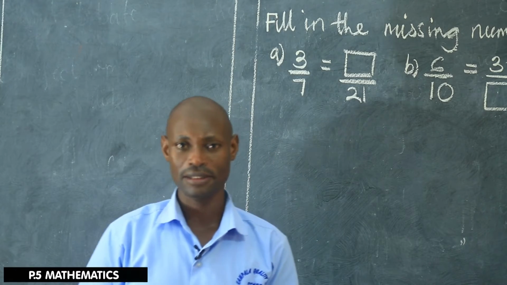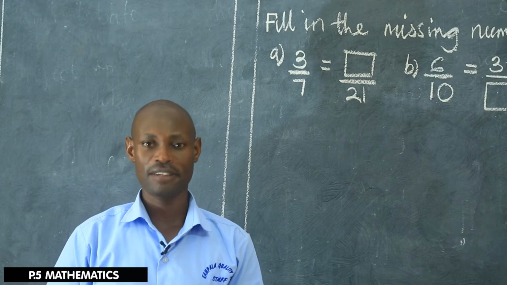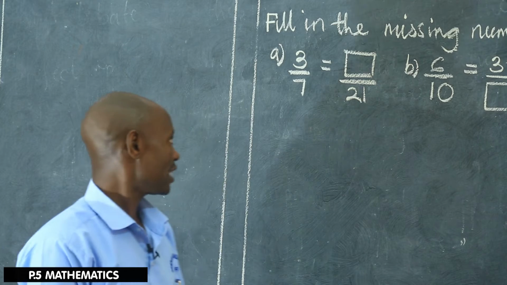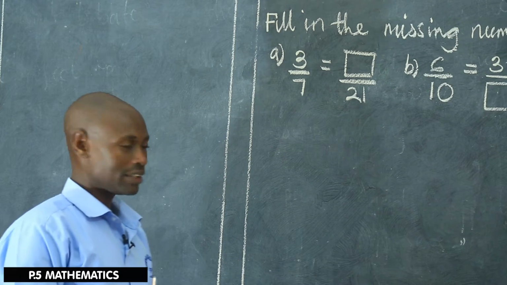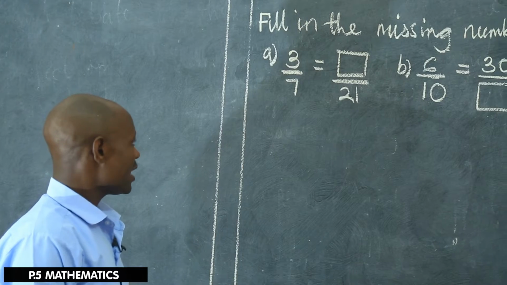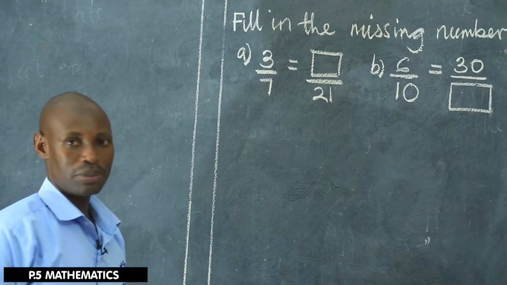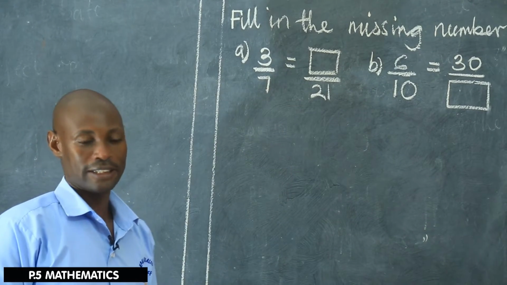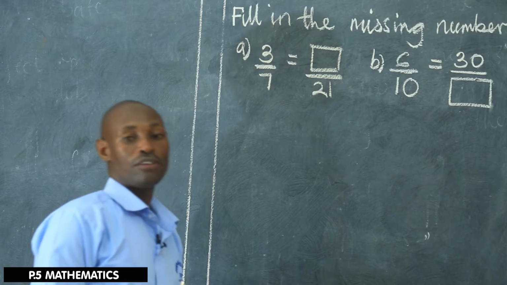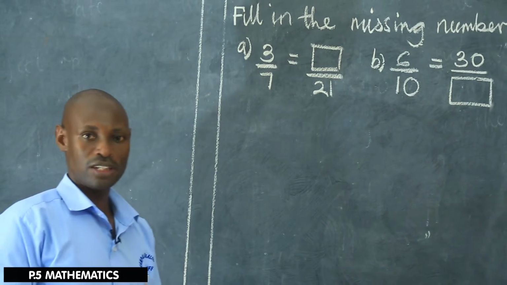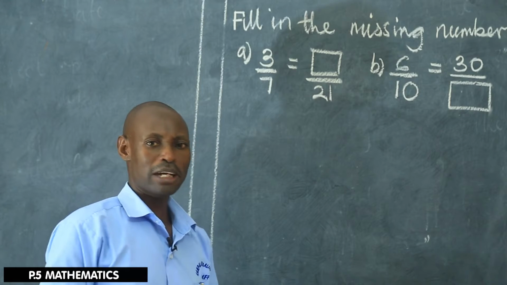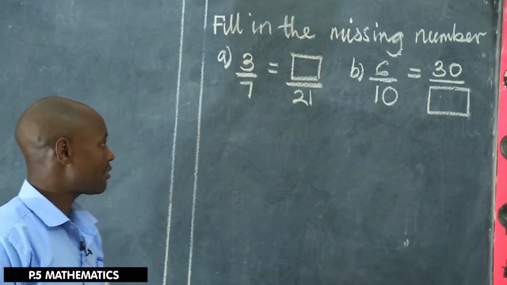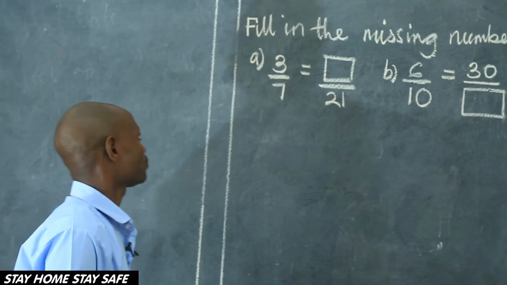In our previous lesson, we looked at equivalent fractions. We looked at how we can find equivalent fractions of a given fraction. After that, we looked at where you can be given a missing numerator or denominator and you are told to find it. At the end of my lesson, I gave you an activity which I hope you did so well. But before I take you through today's lesson, allow me first make a review of what we looked at.